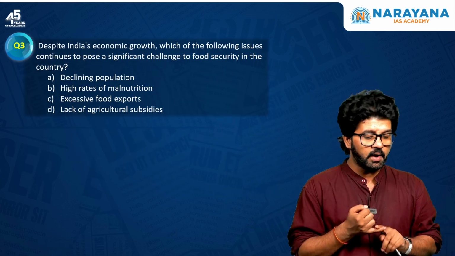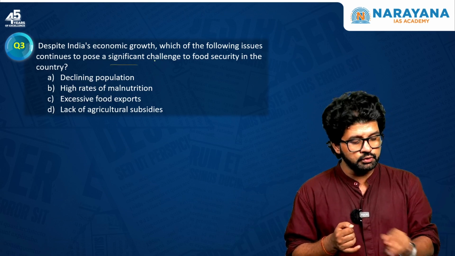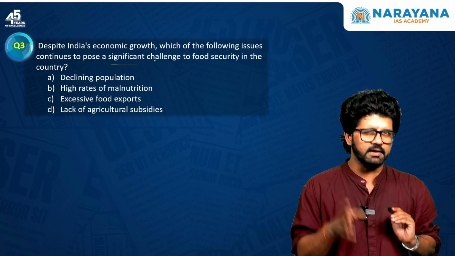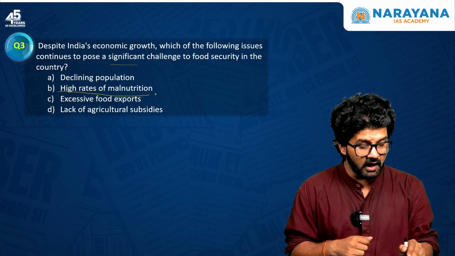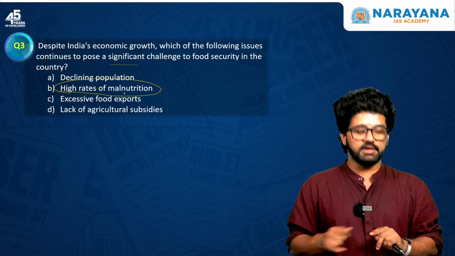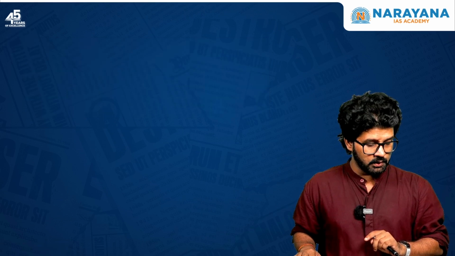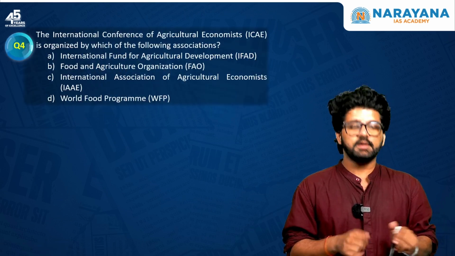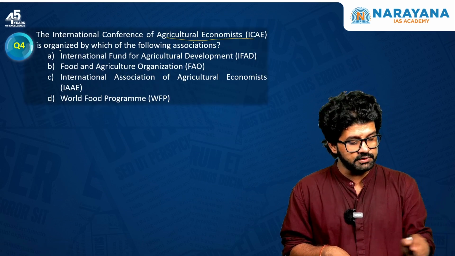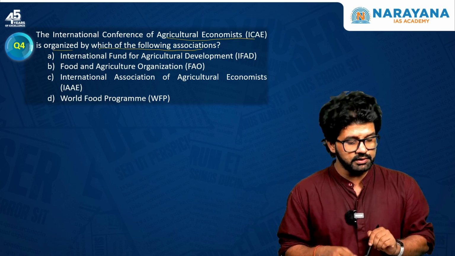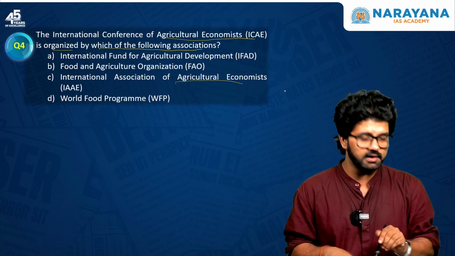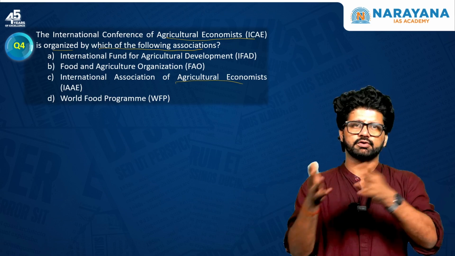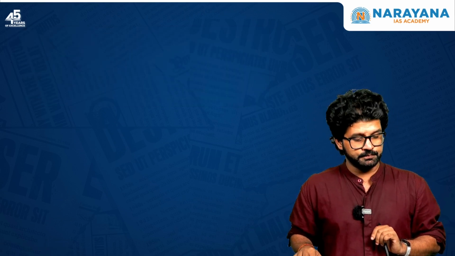Third question. Despite India's economic growth, which of the following issues continues to pose a significant challenge to food security? Again, a tough question. You can go back to the previous article on food security, and the answer is the high rate of malnutrition. That is posing a significant challenge to food security. The International Conference of Agricultural Economists is organized by which of the following associations? And the answer is the International Association of Agricultural Economists. We have talked about it. It was on the first or second slide of that particular article.